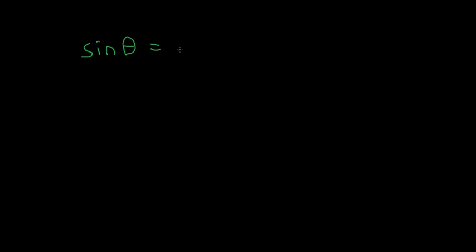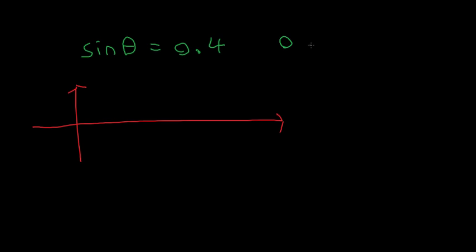Let's say sine theta equals 0.4, and I want to find theta. So, what's the method to do that? The first thing I say is draw a sketch. Usually when they ask you to solve trigonometric equations, they'll accompany it with a range. Say 0 is less than theta is less than 360.